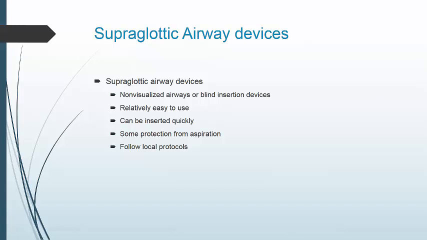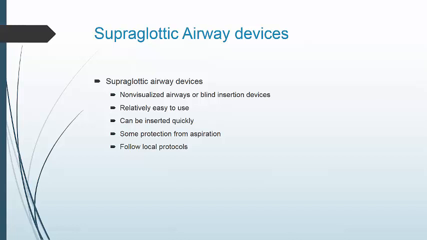Now with our supraglottic airways, these are going to be our non-visualized airways, or blind insertion devices as they're sometimes called. And there's quite a few of them out there. We're just going to talk about a few of them. The pros are they're relatively easy to use and can be inserted fairly quickly, and oftentimes, most of the time, without stopping CPR if that's going on.